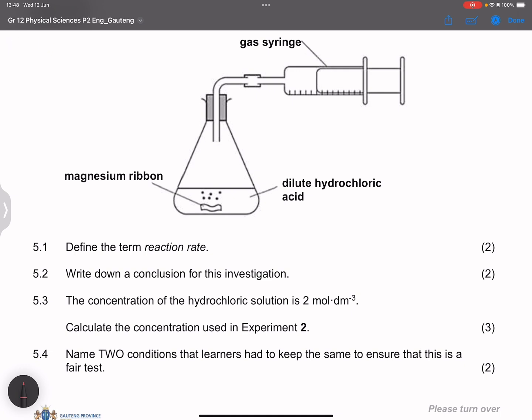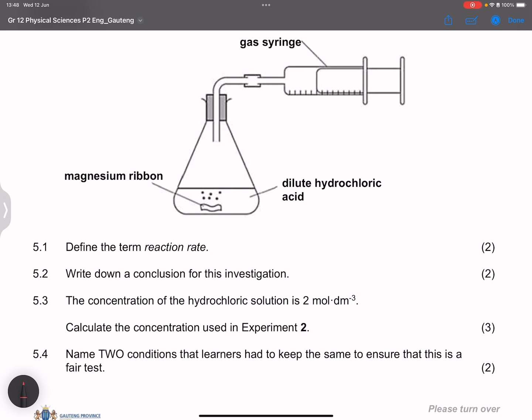All right, so the first thing is they say define the term reaction rate. Remember, by definition, we say that it is the change in concentration of products formed per unit of time, or you can say that it is the change in the concentration of reactants used per unit of time. Okay, and they say write down the conclusion of this investigation.